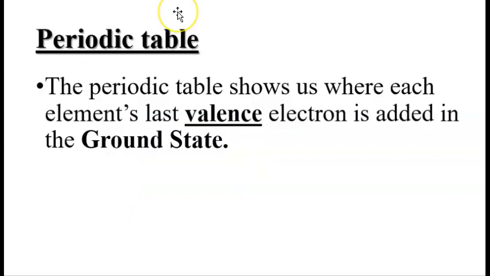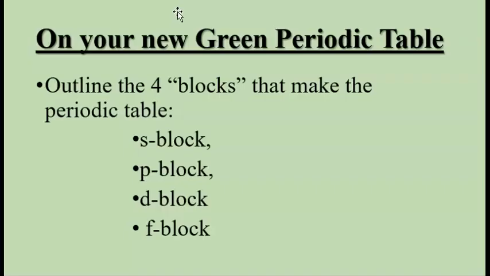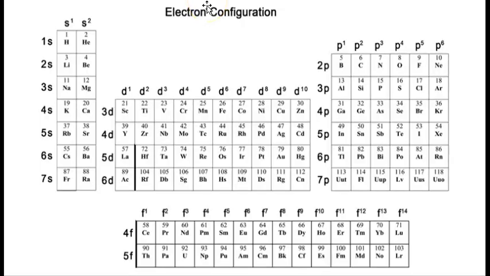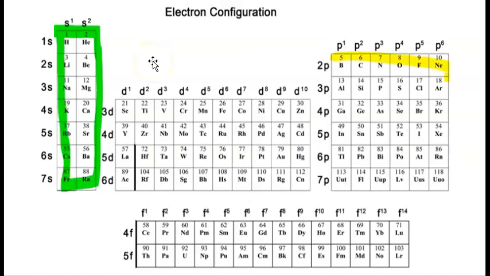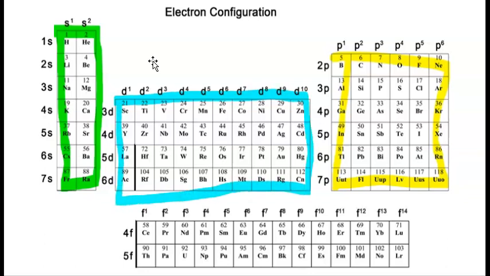You can actually see this on the periodic table. It shows us where each element's last valence electron is added in the ground state. On your new periodic table, go ahead and outline the blocks that make up S block, P block, D block, and F block. So here, work with me on it. Your S block is over here with your alkali and alkaline earth metals. Your P group is over here with your noble gases and halogens. Your D group is right here in the center with your transition metals. And the F group is your lanthanide and actinide series.